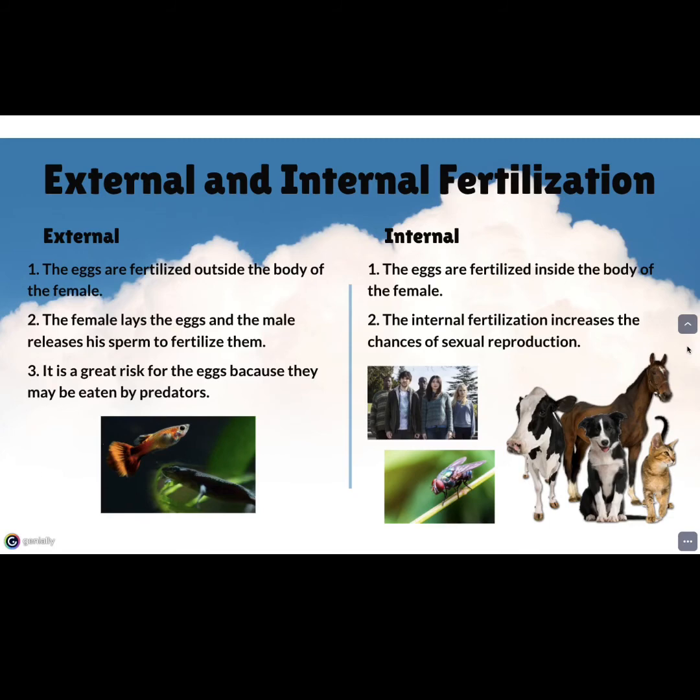Internal fertilization occurs when the eggs are fertilized inside the body of the female. Internal fertilization increases the chances of sexual reproduction. Human beings, insects, and animals are examples of this type of fertilization.